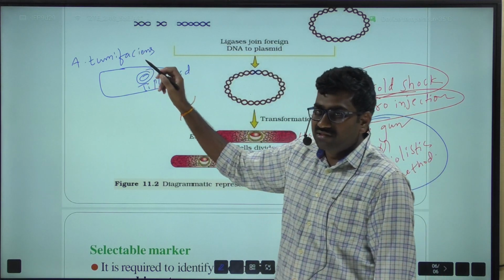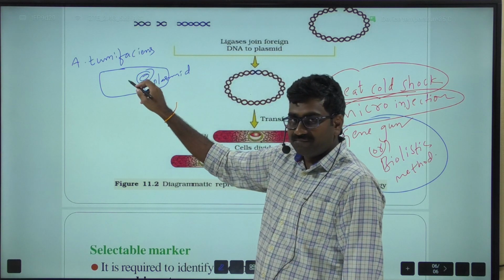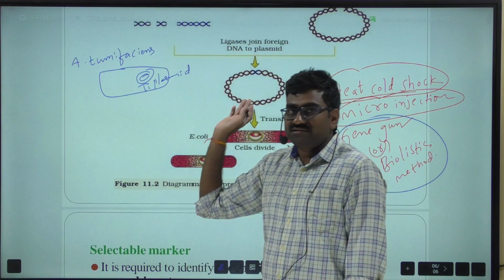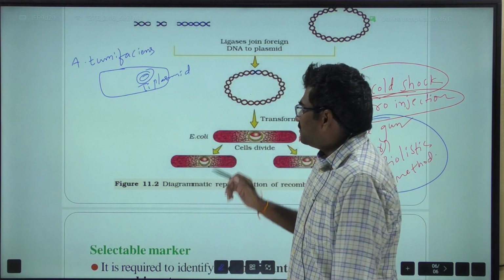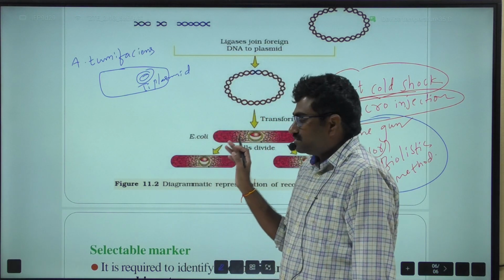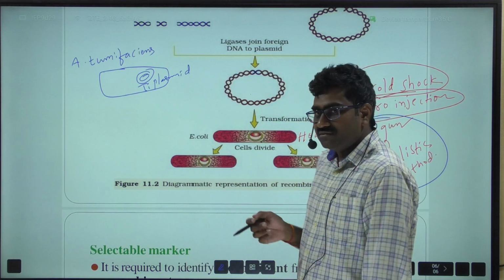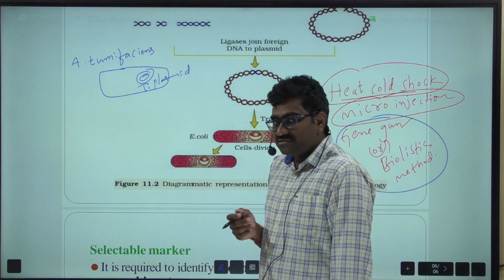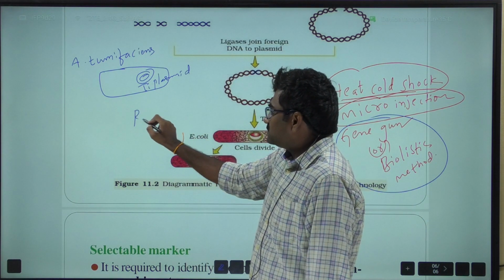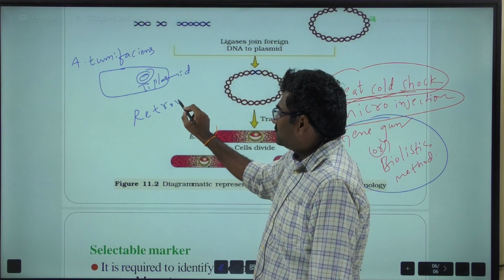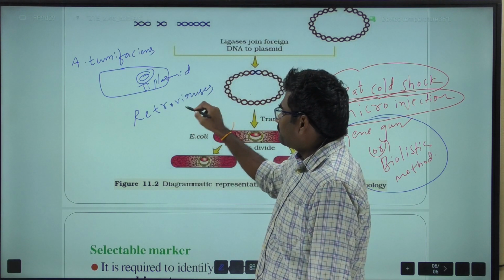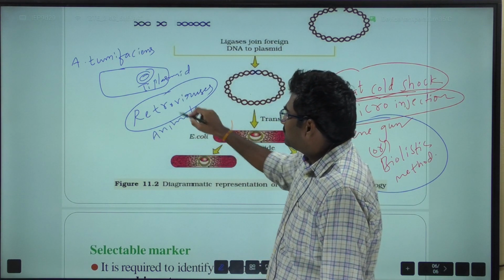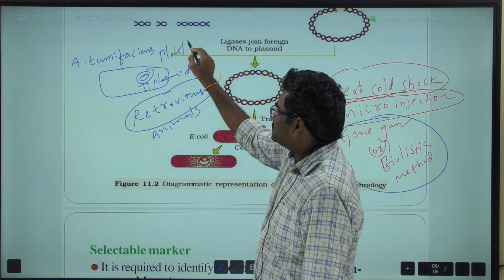Here this plasmid is extracted, and our gene of interest is inserted in this plasmid, and it is reinserted into the Agrobacterium, and then this is infected to plants, so that our rDNA is transformed into the required organism. As well as in animals, we use retroviruses as disarmed pathogens. Retroviruses for animals and Agrobacterium for plants.